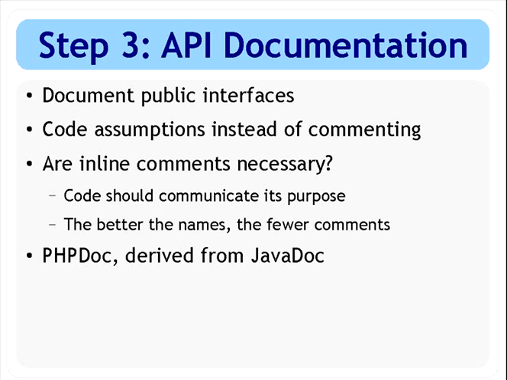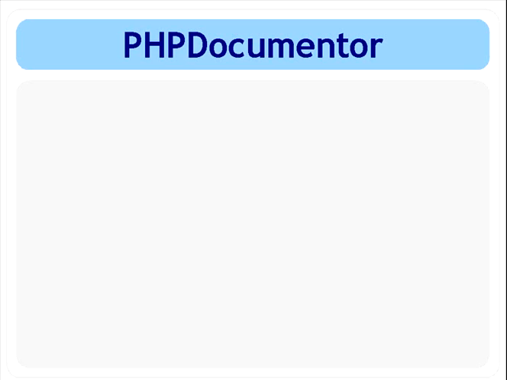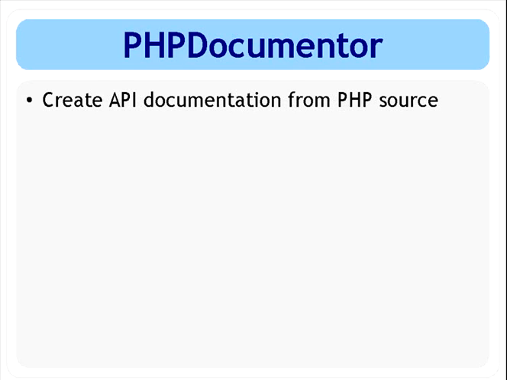There is a standard for API documentation derived from the so-called Javadoc standard, which is called PHPDoc. And the tool to work with is phpDocumentor. The idea is to create API documentation directly from the source code.